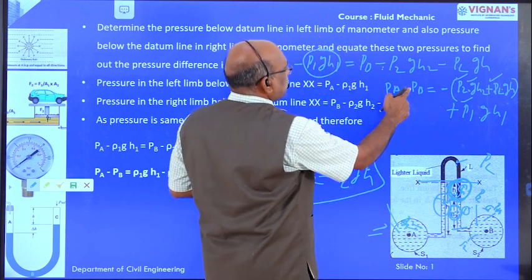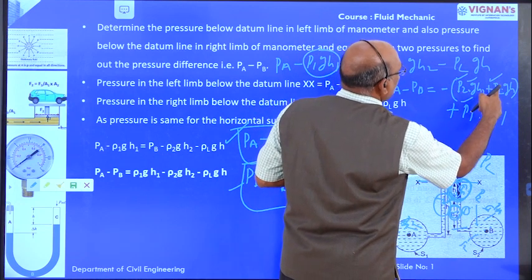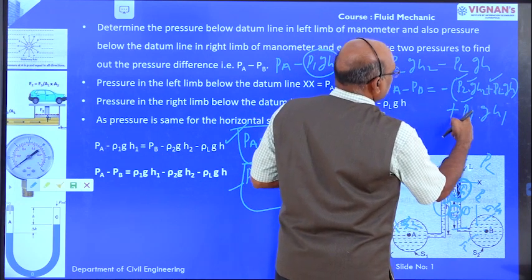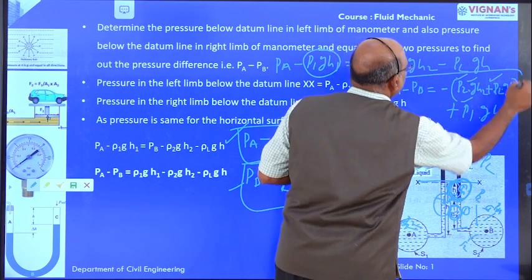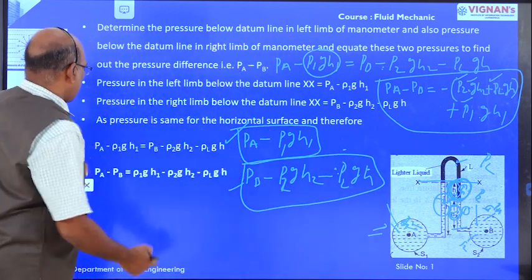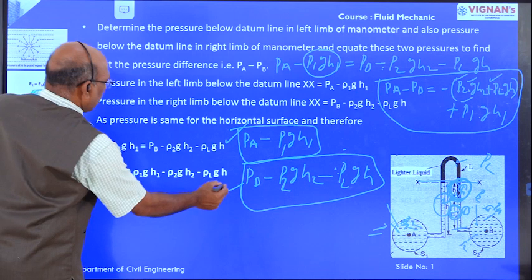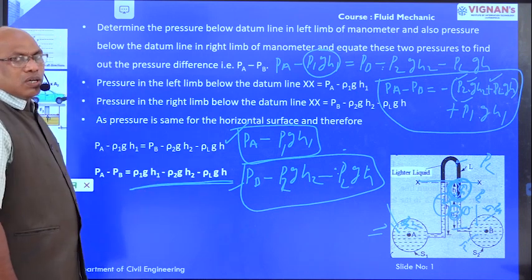Therefore PA minus PB is equal to minus of bracket begin rho 2 G H2 plus rho L G H1 plus rho 1 G H1. This is the formula for the determination of the pressure difference between the two pipes. Right, this is the formula, both are the same. PA minus PB is equal to, this is the formula.